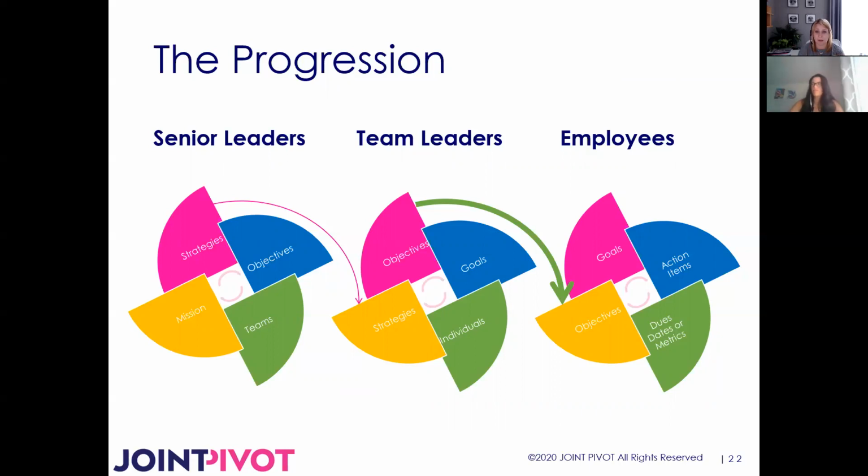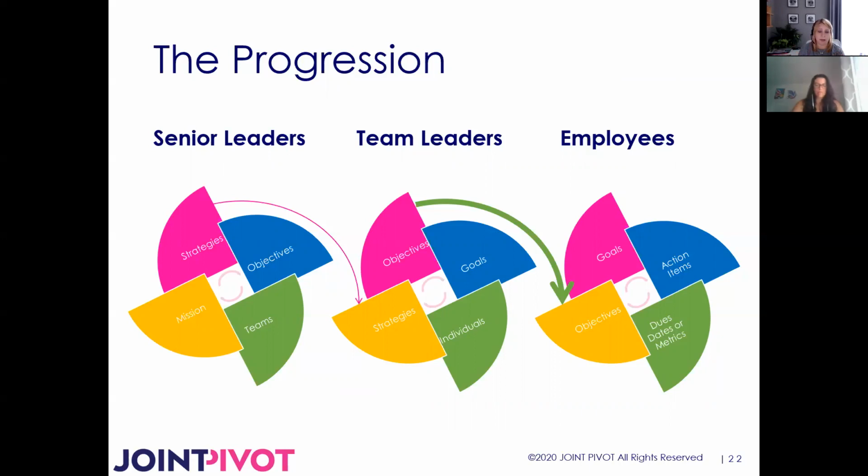And this is the time where the team leader gets to sit down with each individual employee and say, okay, employee, what are you going to do to help impact the success of our specific team? So this is where we can go in now and start with the objectives. We're going to put the goals in place. And now we're going to put in action items for each individual person to achieve.